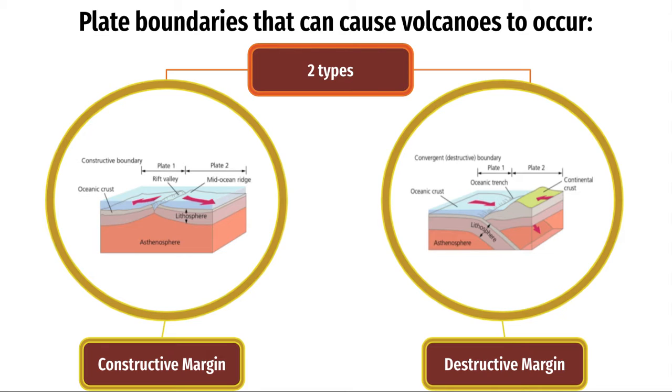The first one is the constructive margin. These plates separate from one another. When this happens, magma from the mantle rises to form a shield in the volcano, which creates or constructs new land. The second type is the destructive margin, where a continental plate collides with an oceanic plate.